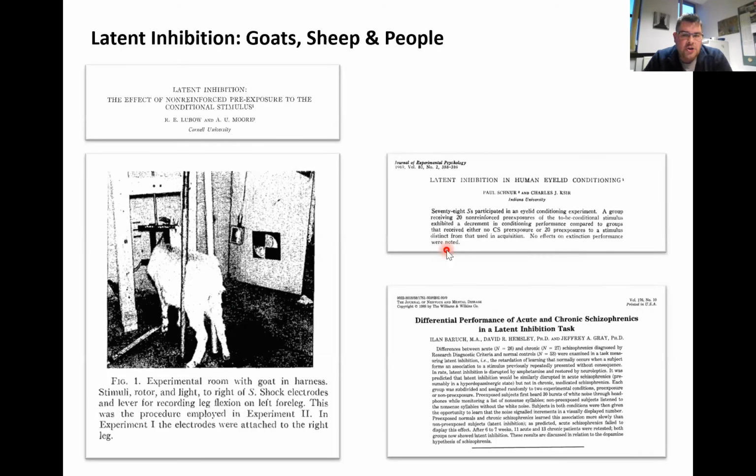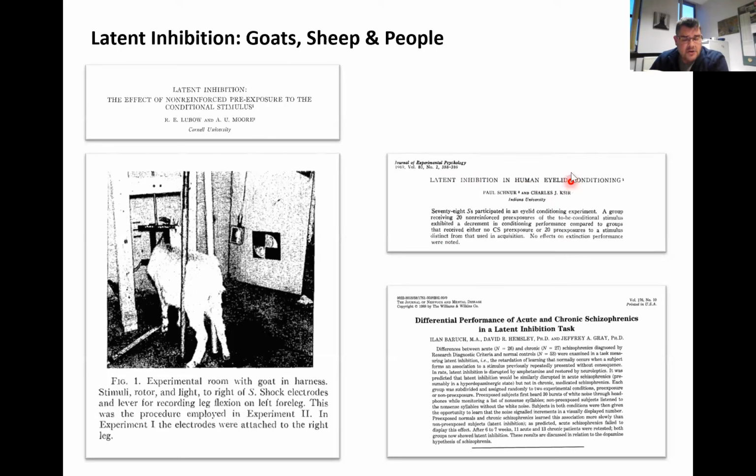The top paper by Schnur and Ksir shows the observation of latent inhibition in human eyelid conditioning. Here we have a situation where a cue is established as a reliable predictor of a puff of air being delivered to the cornea of an eye. The puff of air elicits a blink reflex, and with pairings of the cue with the puff of air, the cue comes to acquire the ability to elicit a blink. This also is normally very successful conditioning. But if you pre-expose the cue without consequence prior to conditioning, then conditioning is less successful. That is to say, you can observe latent inhibition in human eyelid conditioning.